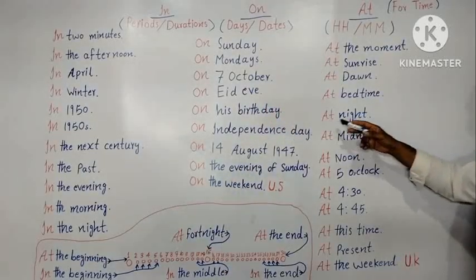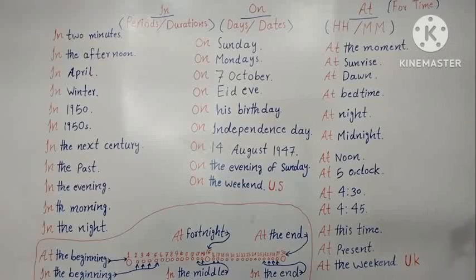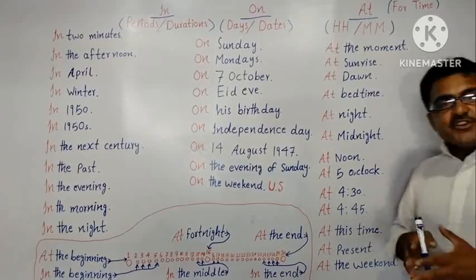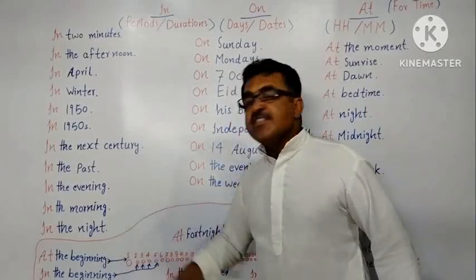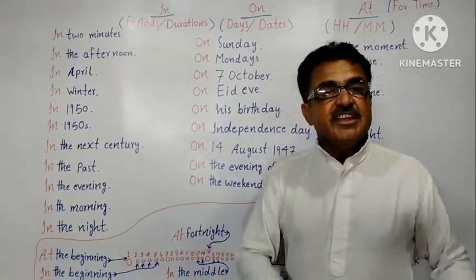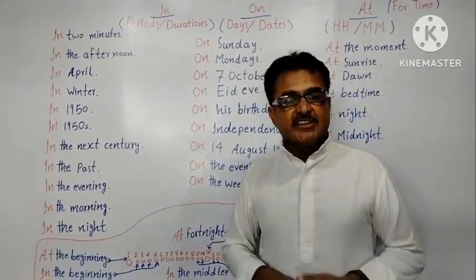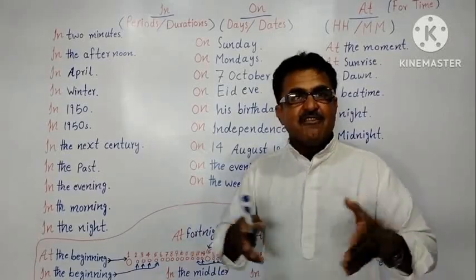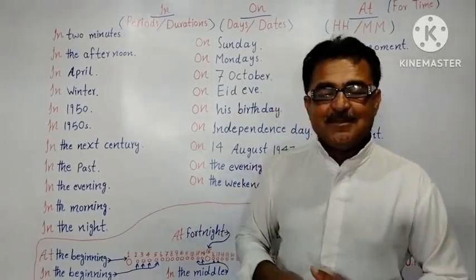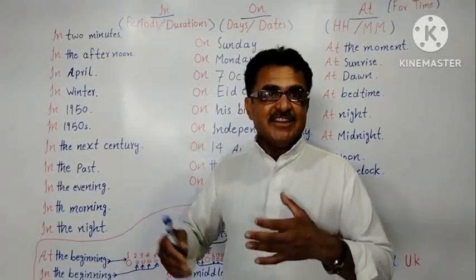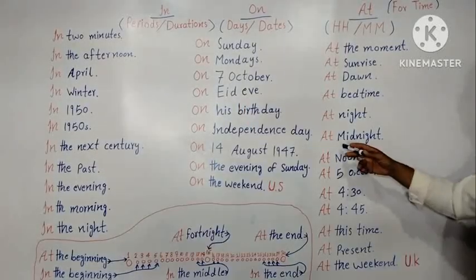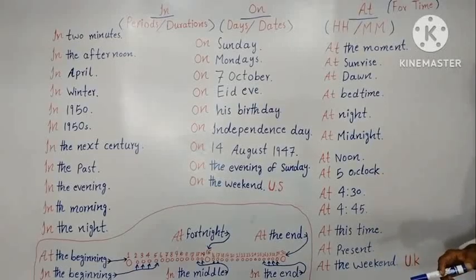Okay, at night. When we talk about the daily routine, then we use "at night". As I said here, "in the night" was a specific night. Here we talk about every night. For example, a very easy example, we sleep at night, so it means every night. Okay, then we say at midnight.